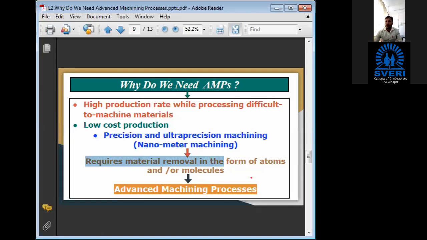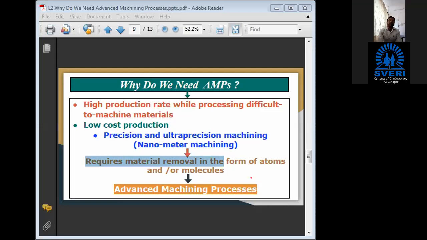So you need processes where you can remove the material in the form of atoms or in the form of molecules. Whether it is possible to get chips in the form of atoms or molecules: it is not possible using conventional machining processes. Removal of material in the form of atoms and molecules can be achieved only through advanced machining processes, as it is possible with non-conventional machining.